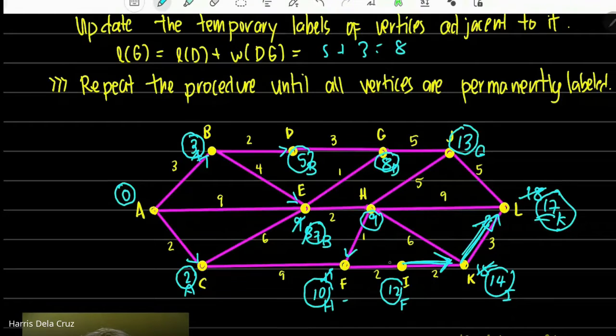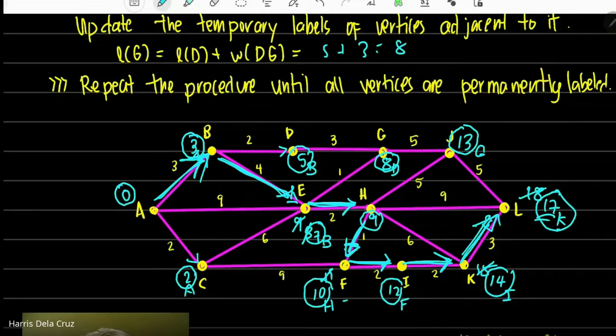From I, galing yun kay F. Yung value na 10, galing kay H. Right? Yung value na 9, galing kay E. Yung value na 7, galing kay B. And then, yung value na 3, galing kay A. So, that means, that's your shortest possible route. A to B, B to E, E to H, H to F, F to I to K, and then K to L.